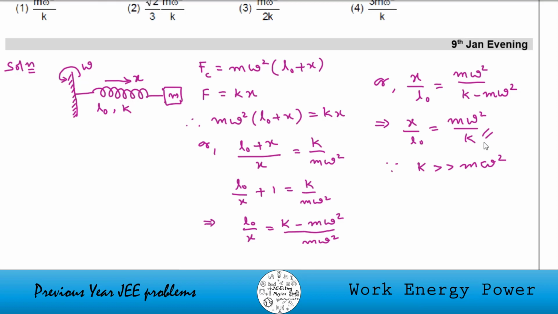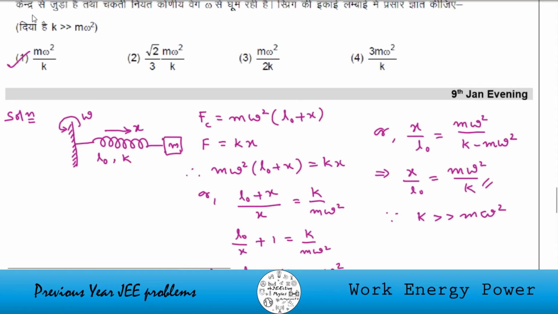So therefore our answer is elongation per unit length, x by L naught, is equal to m omega square by k. That is option, the first option is the right option. M omega square by k is the right option.